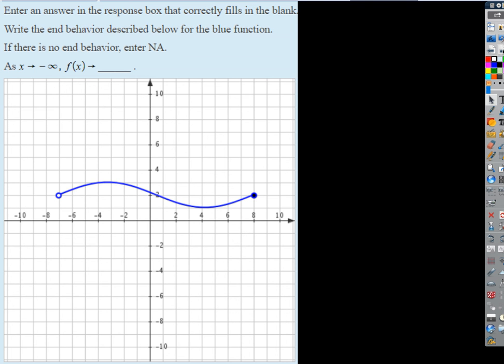Once the ant gets to -7, he just, I don't know, blinks into some other universe or something. There's no place for him to go in this universe, right? So this one makes no sense. The answer would be NA.